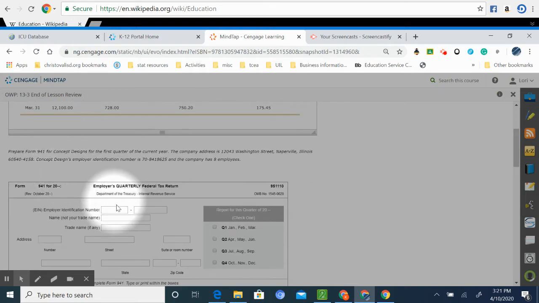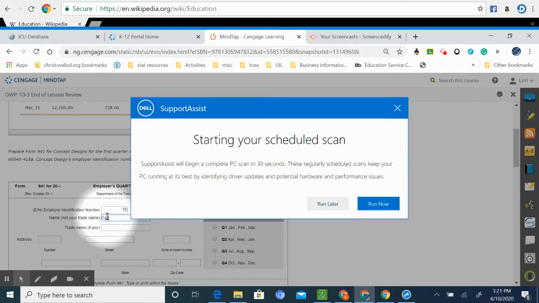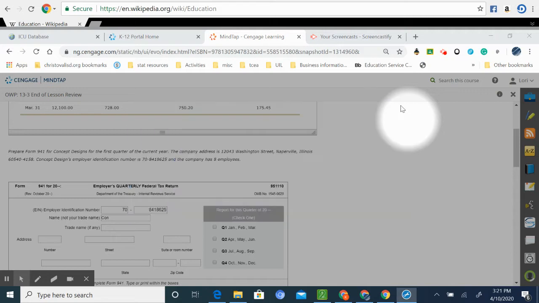So let's go ahead and fill out the employer identification number. It was listed up here. And so 70, 8418, 625. And this is your company's name. And since we were not told that it was a trade name, we're going to assume, since we were not told this was anything besides just a company name, it would tell us if this was a trade name.